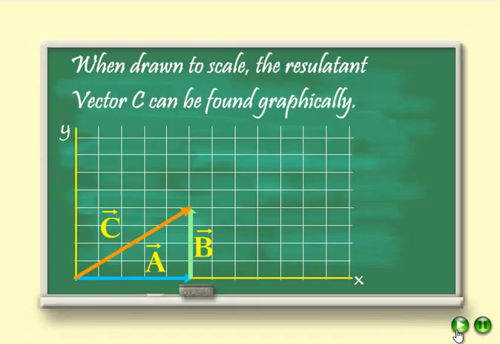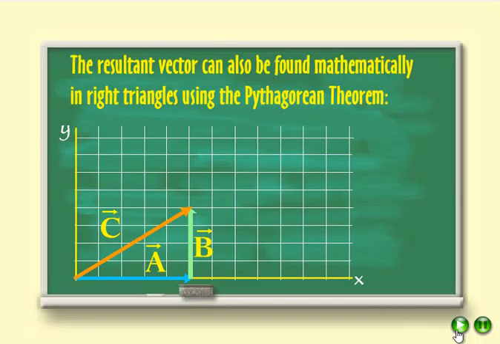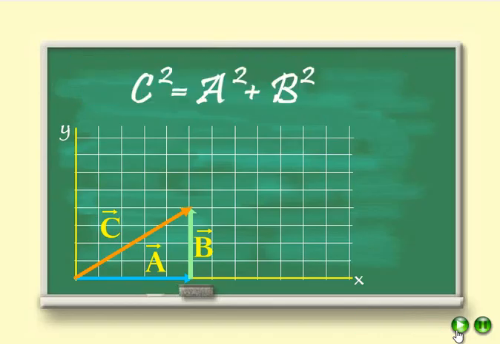When drawn to scale, the resultant, vector C, can be found graphically simply by measuring the length of the arrow. The resultant vector can also be found mathematically in right triangles using the Pythagorean theorem. Side C squared is equal to side A squared plus side B squared.